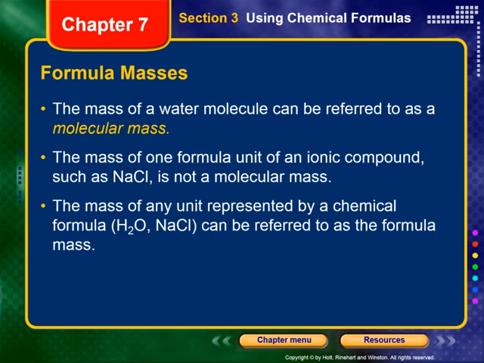Now, the mass of a water molecule can be referred to as its molecular mass, the mass of a molecule. The mass of one formula unit of an ionic compound, right, because ionic compounds are not molecules, for example NaCl, is not a molecular mass. The mass of any unit represented by a chemical formula, H2O or NaCl, can be referred to as the formula mass, right? So we need to make sure that we are paying attention to whether we're talking about molecules or formula units, because we cannot call the mass of a formula unit the molecular mass because it's not a molecule.